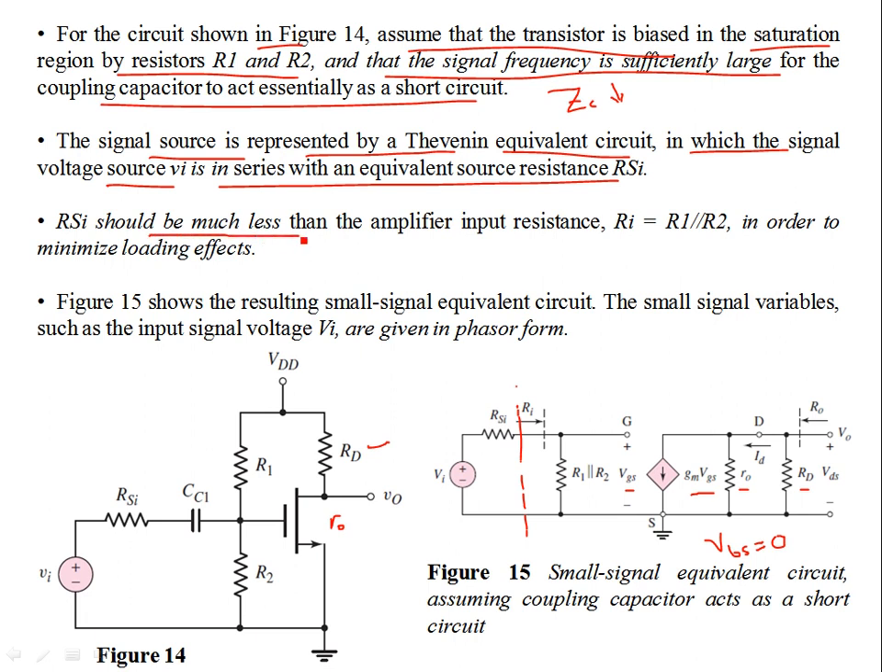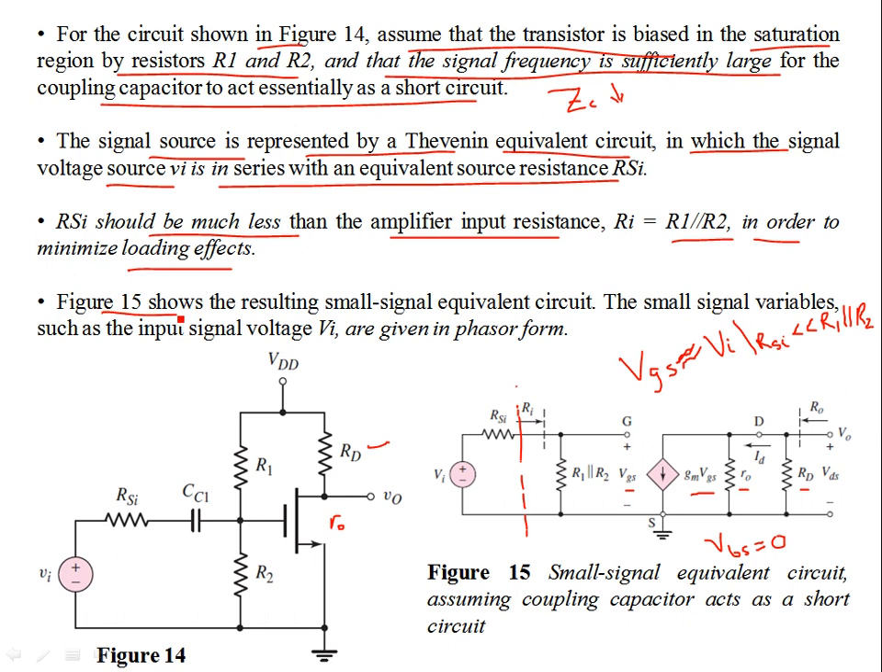Okay, RSI should be much less than the amplifier input resistance, and the input resistance RI of the amplifier is given as a parallel combination of R1 and R2. So in order to minimize the loading effect, VGS should be approximately equal to VI, and that is only possible if RSI, the internal resistance or output resistance of the source, is much less than R1 parallel R2. So this condition is there to minimize the loading due to the source.